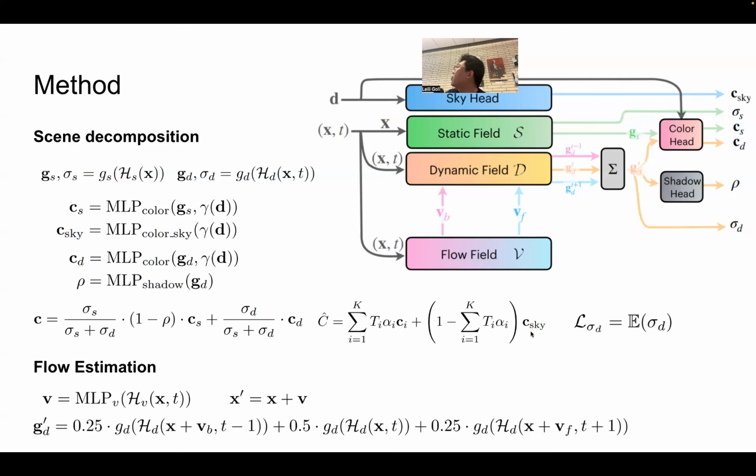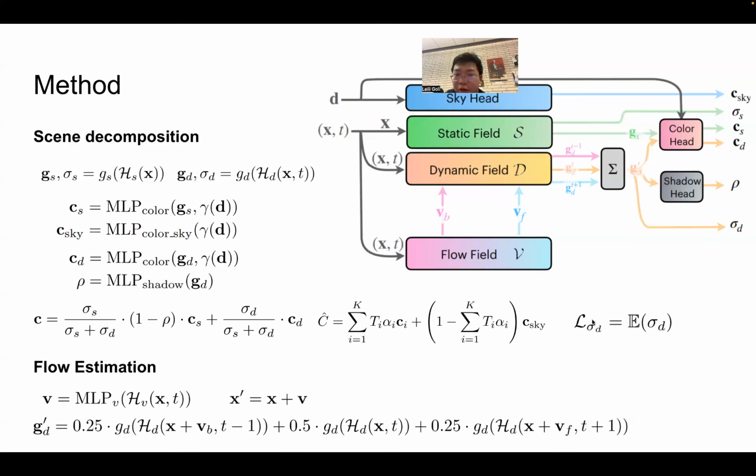And also because they have the sky model, you sample K points along the ray for the scene, and then you calculate the accumulated transmittance, and then you take 1 minus the accumulated transmittance and multiply it by the sky color. Yeah, this is how they decompose the scene.